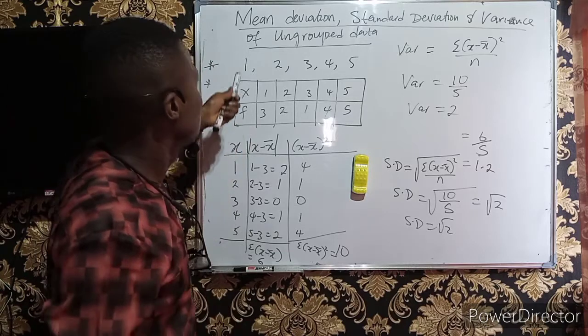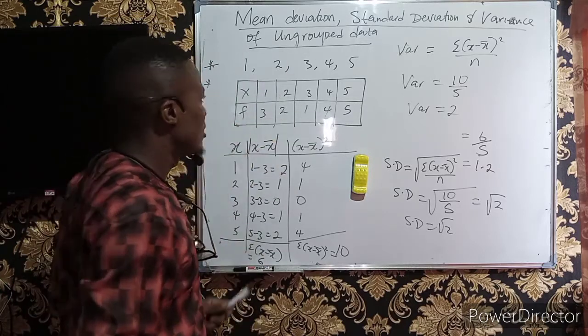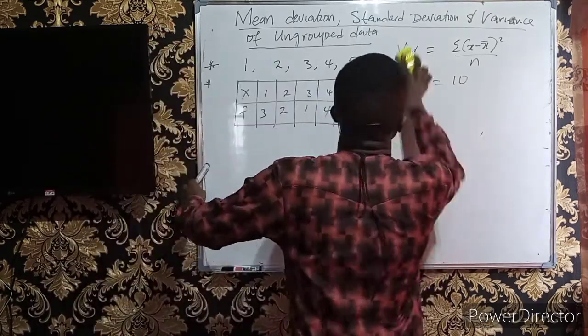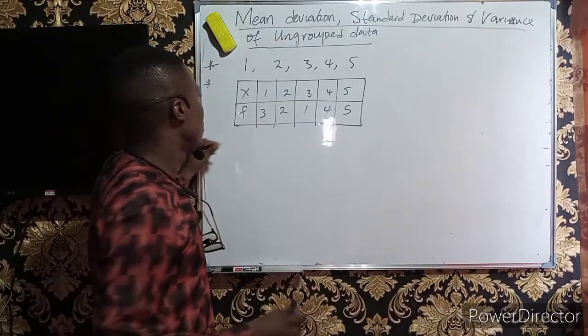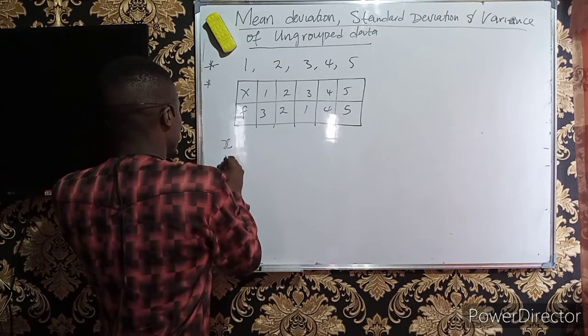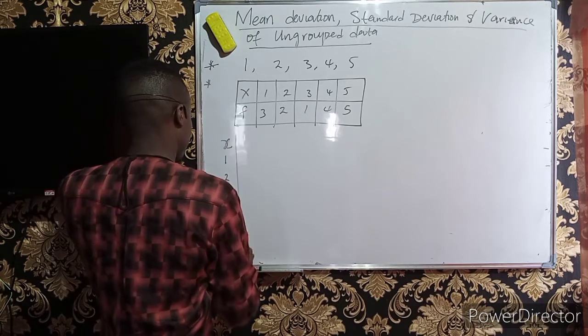Okay, now let us solve the mean deviation, standard deviation, and variance for the second question, where we have a frequency. For the second question, we'll have x as 1, 2, 3, 4, and 5.